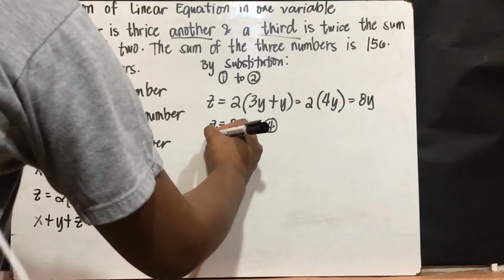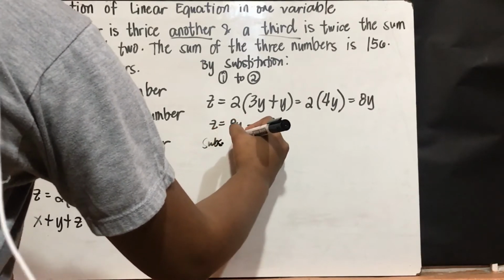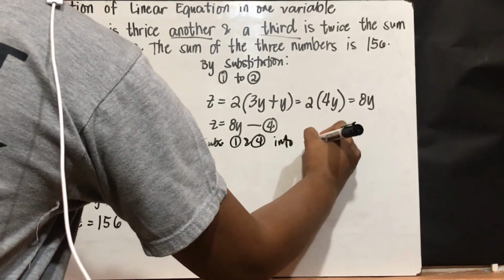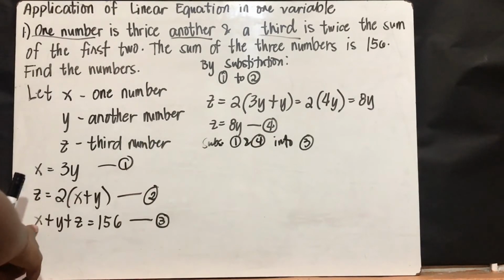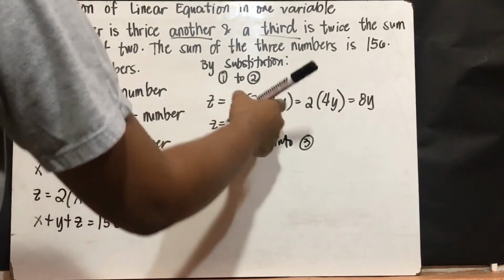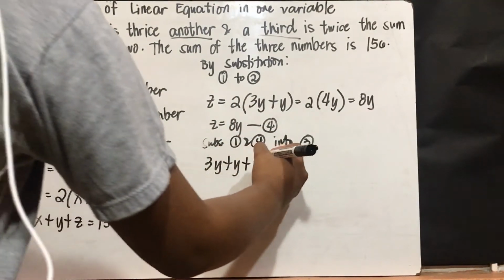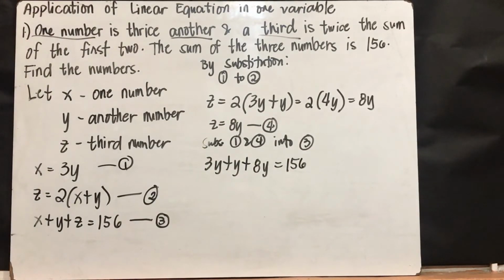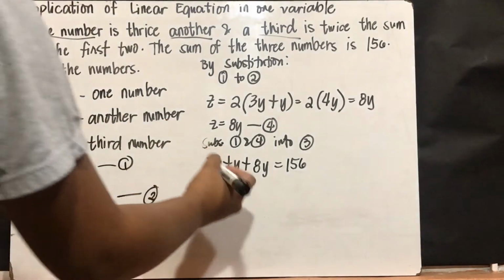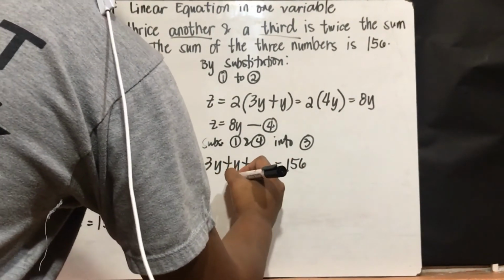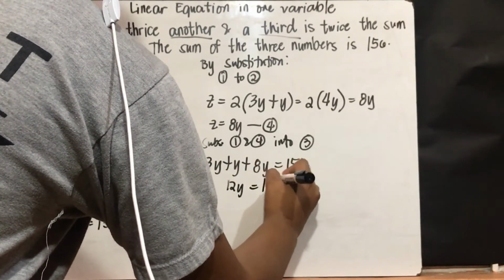So, let's try it. So, substitute equation 1 and 4 into equation 3. So, from there, we have x, which is si 3y. So, 3y plus y. And then, from equation number 4, substitute natin si z, which is 8y is equal to 156. So, we are left with only one variable. So, pwede na nating i-combine like terms and then solve for y. So, 3y plus y plus 8y, that is equal to 4y plus 8y, that is 12y, equal to 156.